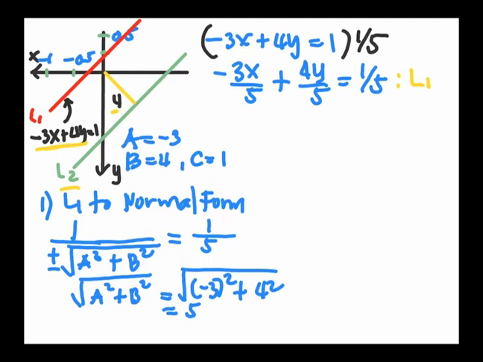Now, we'll proceed to determining the equation of line L2. Okay. Note that if two lines are parallel, like in this case, L1 and L2 being parallel, their x and y terms should have exactly the same coefficients. Therefore, the equation of L2 in normal form is given by negative 3x over 5 plus 4y over 5 is equal to some constant.